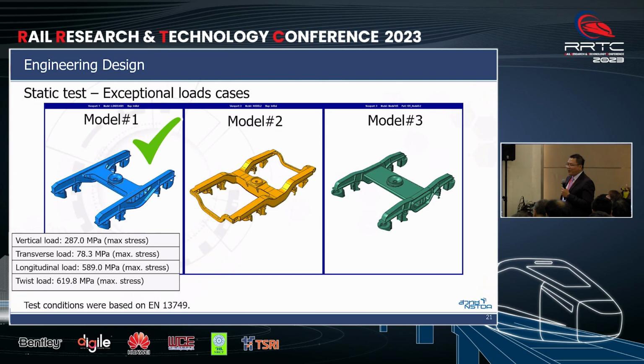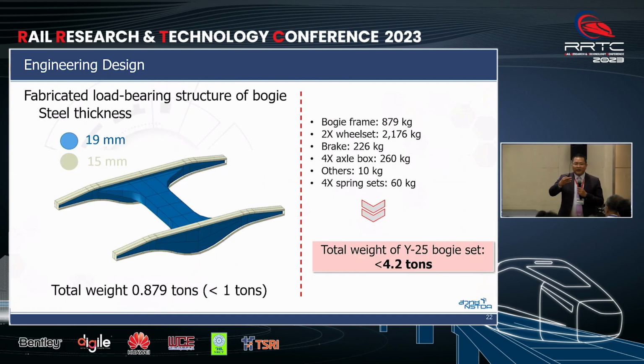In our design, we compare different models of the bogie structure by using simulation techniques. In the exceptional load test, we can select model 1 for further development, because model 2 and model 3 could not withstand the load condition applied on the bogie. Okay? And then we go further.